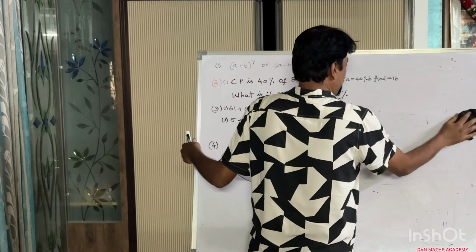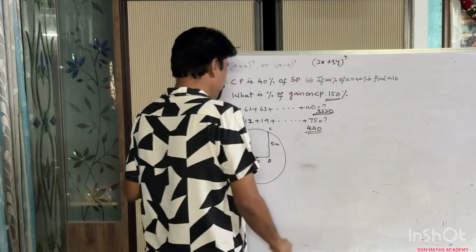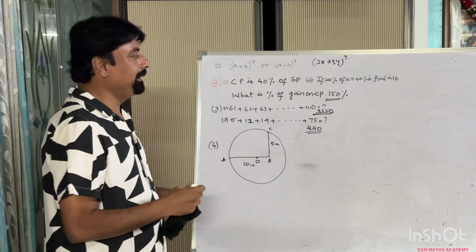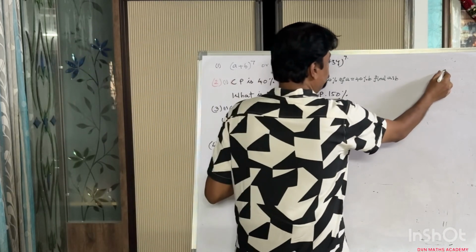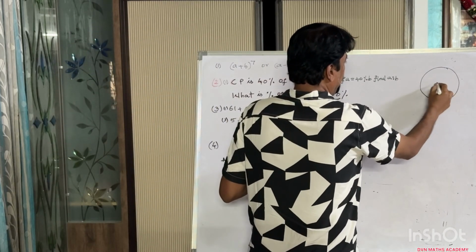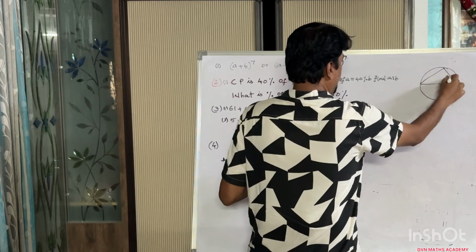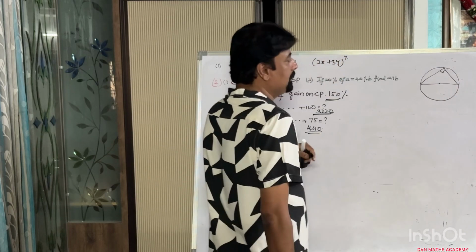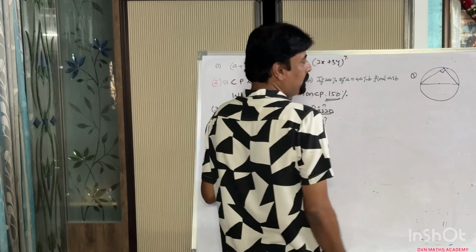While solving this question, students should know that the angle in a semicircle is 90 degrees. For example, this is a circle and this is the diameter. If you draw any angle in the semicircle, it will be 90 degrees. This is the first concept a student should know.